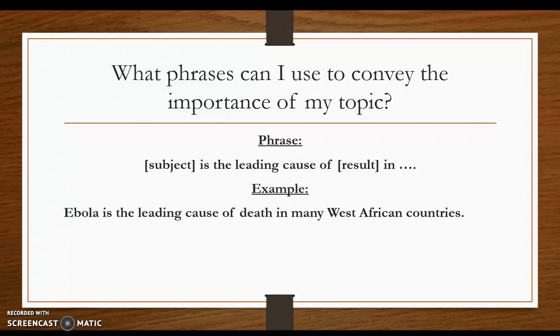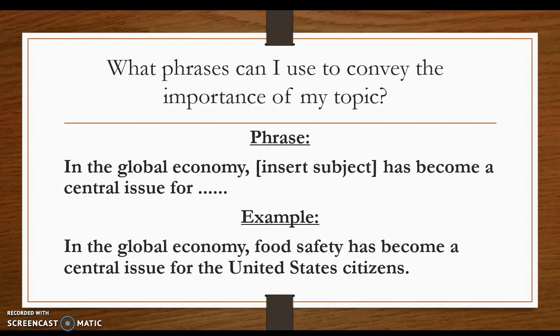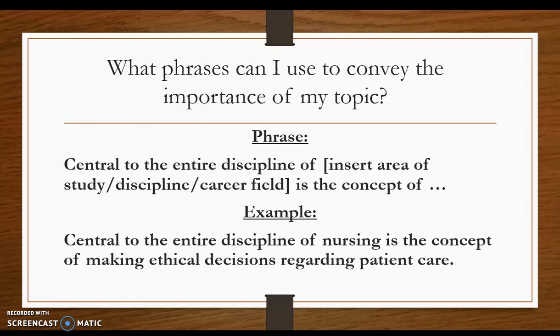So we've got here as an example, Ebola is the leading cause of death in many West African countries. So here's another example. In the global economy, insert your subject, has become a central issue for. So in this instance, in the global economy, food safety has become a central issue for United States citizens. So you kind of see how these work.